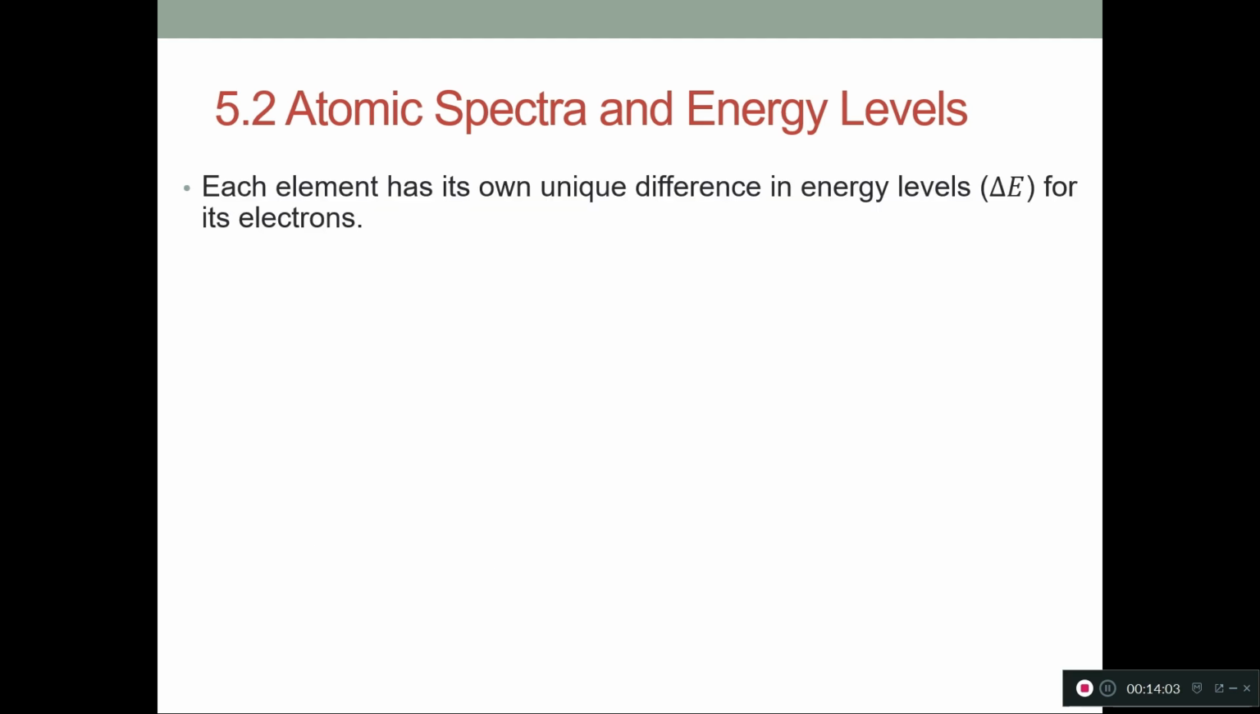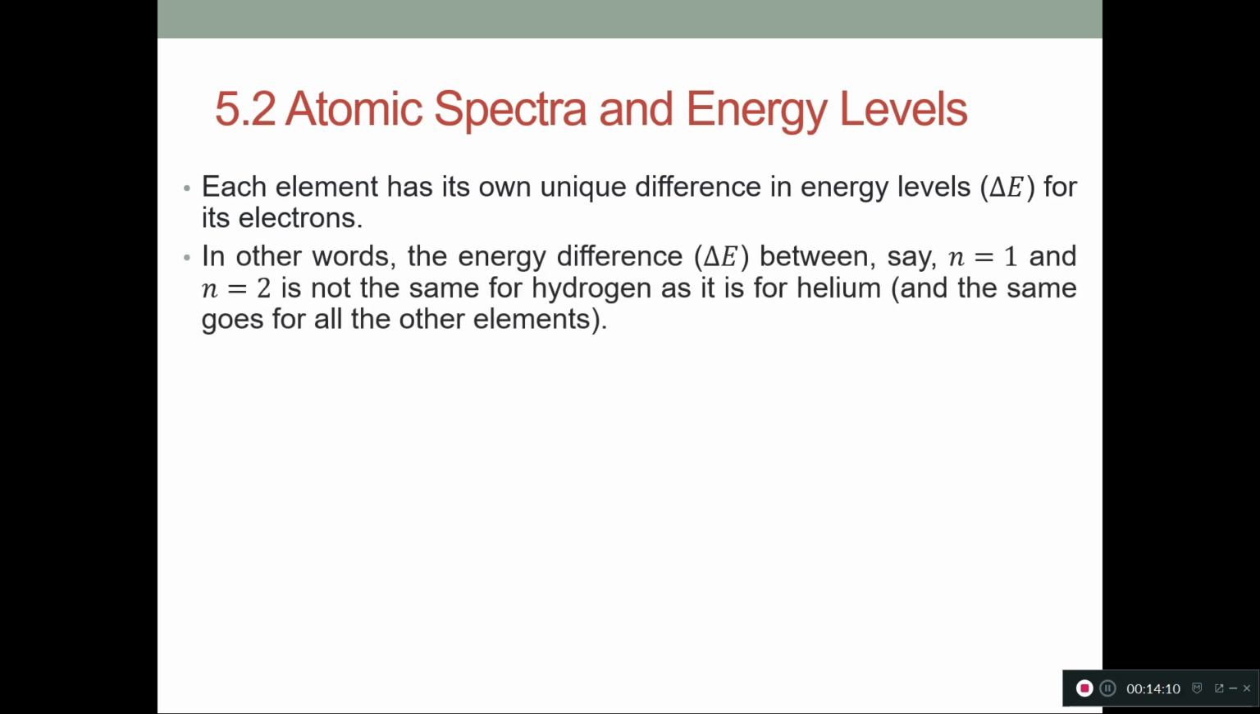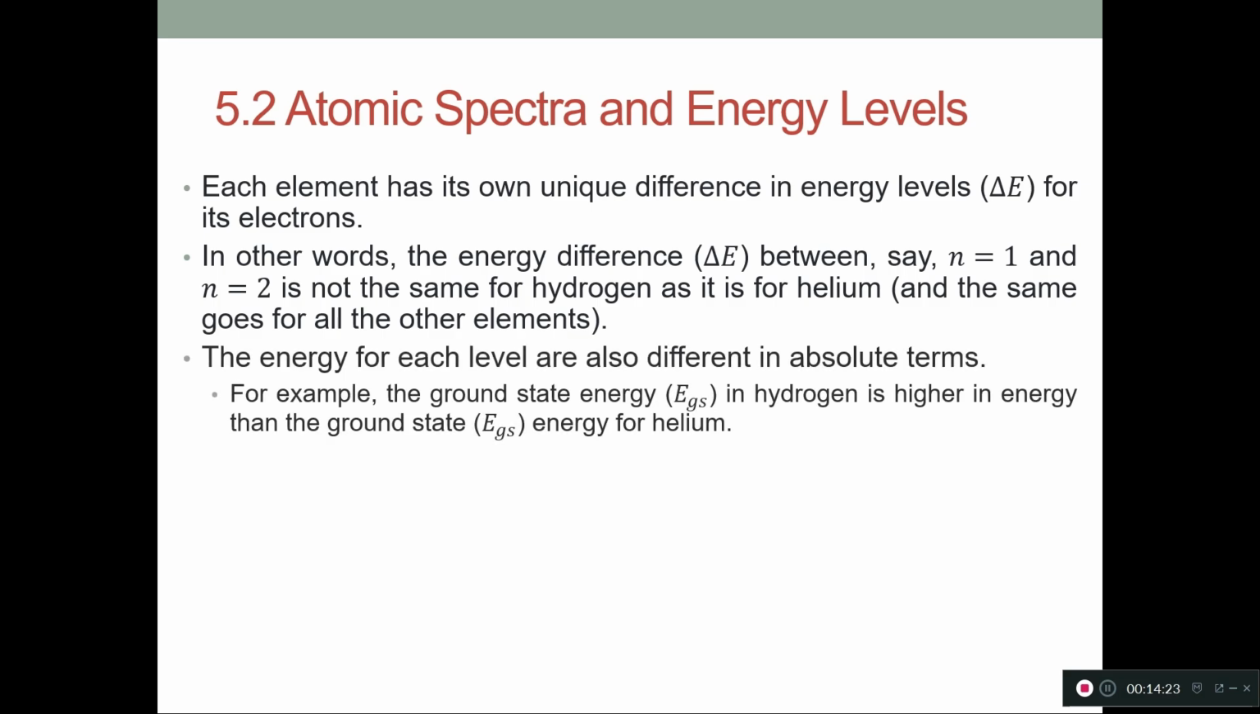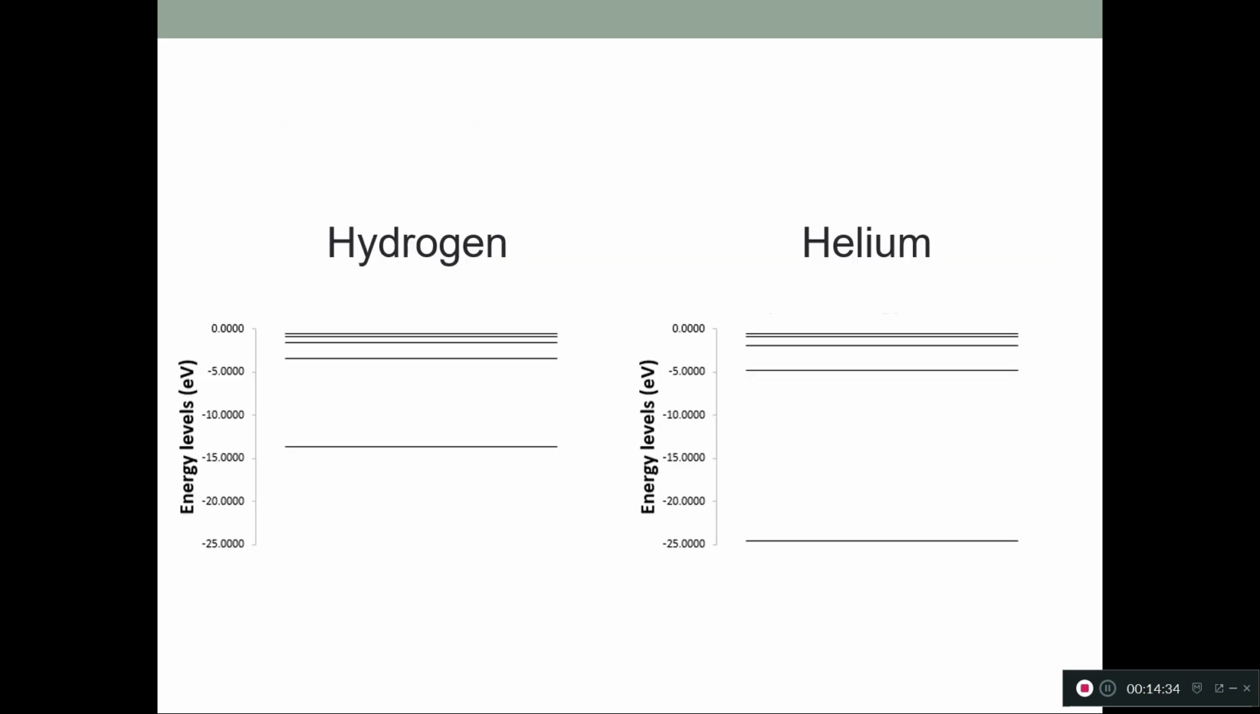And so what's interesting about this is that each element has its own unique difference in energy levels for its electrons. So in other words, the energy difference between, say, n equals 1 and n equals 2 is not the same for hydrogen as it is for helium, and the same would go for all the other elements. And also, the energy for each level are also different in absolute terms. For example, the ground state energy in hydrogen is higher in energy than the ground state energy in helium. And that looks like this.